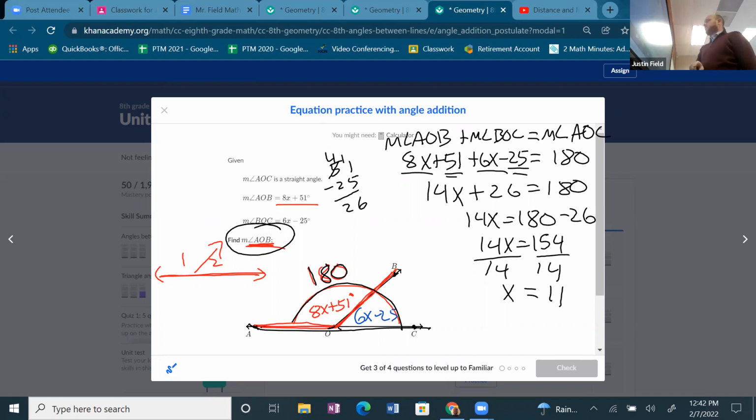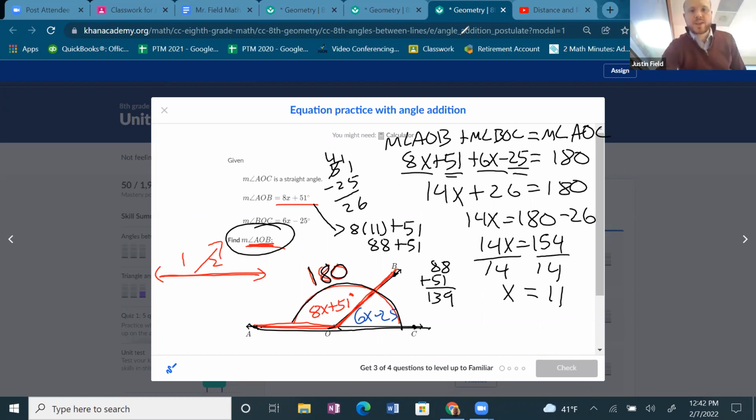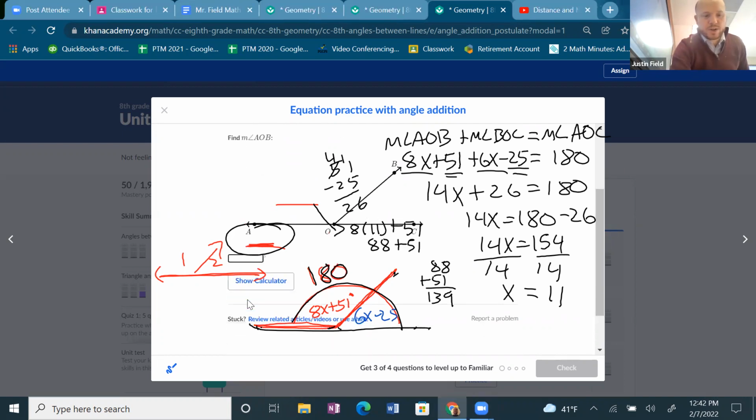But don't put 11 in as the answer, because we want to find AOB. So AOB is 8x plus 51. But now we can say 8 times 11 plus 51, which is 88 plus 51. So I'm just going to do that like this. 139. Make sure you get all that written down here. 139.